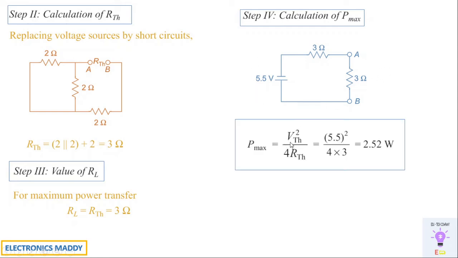So Pmax is equal to VTH squared by 4 times RTH. VTH is calculated as 5.5 volts previously, a whole square of it, and divided by 4 into 3, the RTH value that we have found out. So the maximum power transferred from the source to the load is equal to 2.52 watt when the source resistance and load resistance is equal to 3 ohms. So this is how we approach a maximum power transfer theorem problem. Once you're clear with this particular problem, we'll go into our next problem.